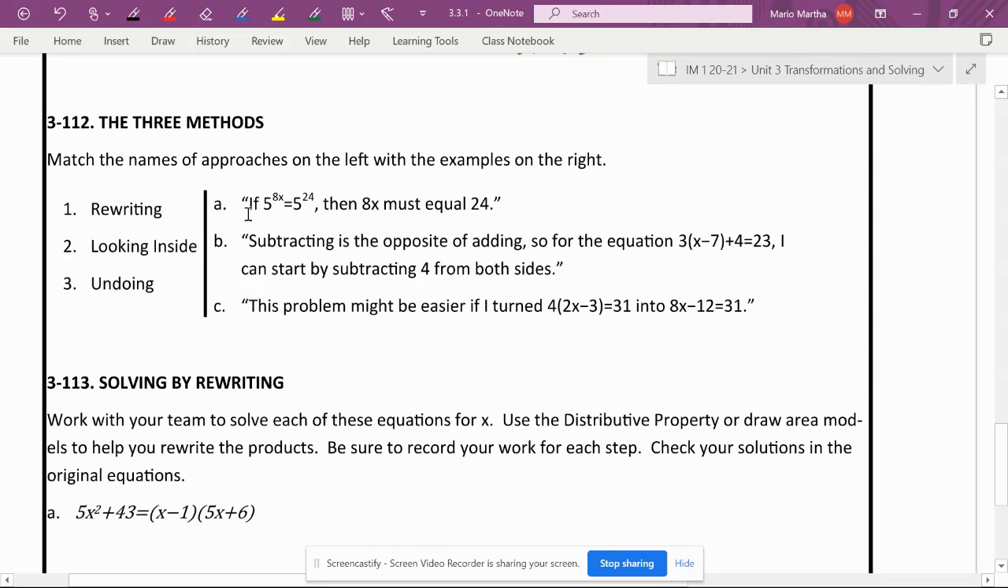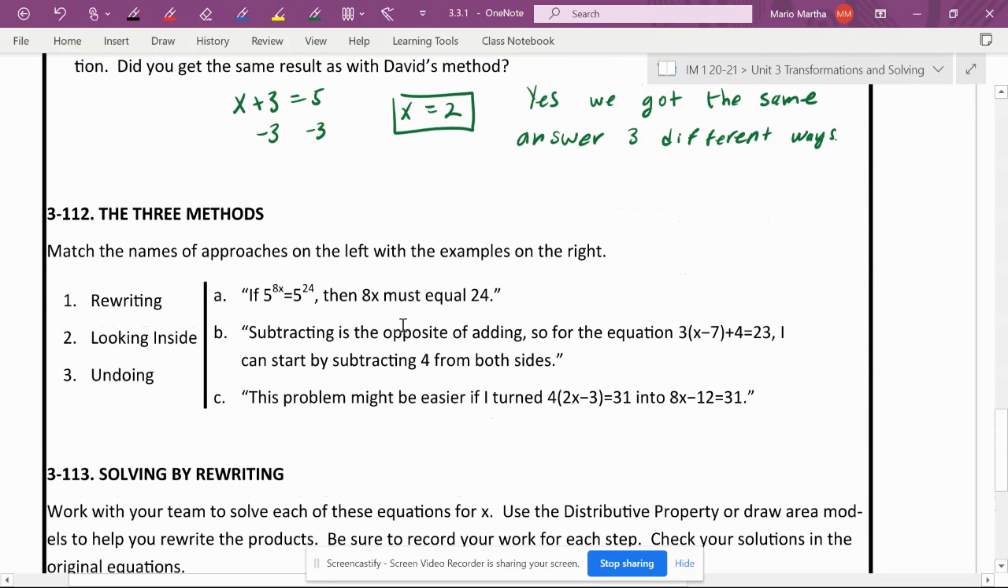So rewriting, it says if 5 raised to the 8x is equal to 5 raised to the 24, then 8x must be equal to 24. I don't think that's rewriting. Subtracting is the opposite of adding. So for the equation 3 times x minus 7 plus 4 is equal to 23, I can start by subtracting 4 from both sides. I don't think that's rewriting either, because when we did rewriting, we were using the distributive property, rewriting the equation in a different way. So in this case, I would say the problem might be easier if I turn 4 times 2x minus 3 equals 31 into 8x minus 12 equals 31. So I would say this is number one.